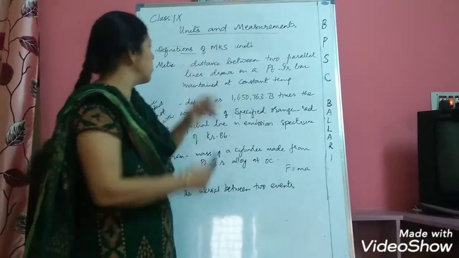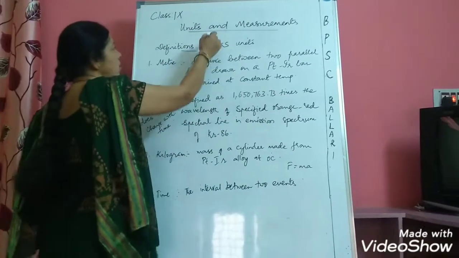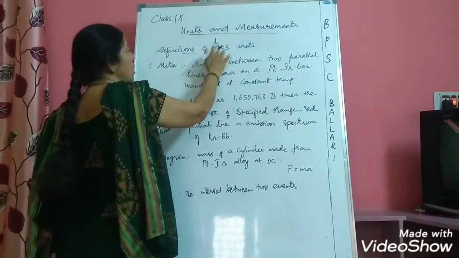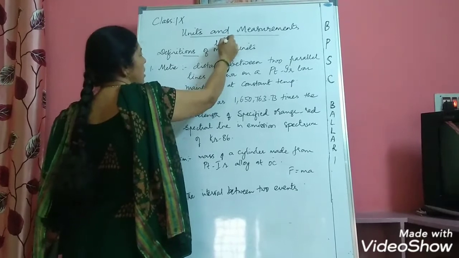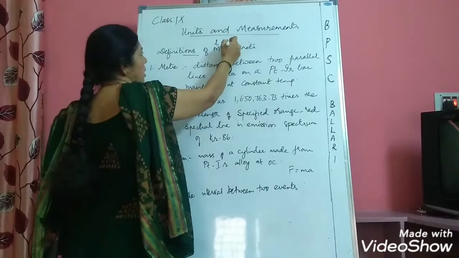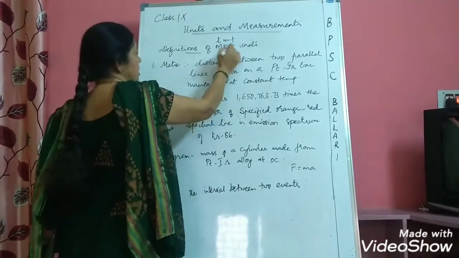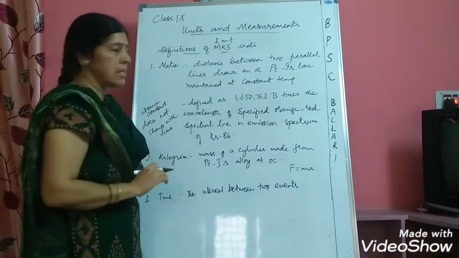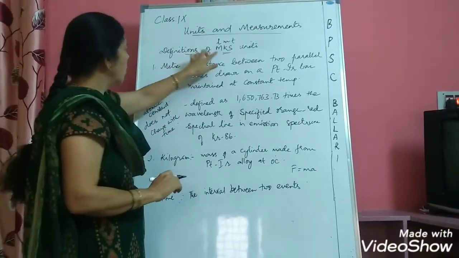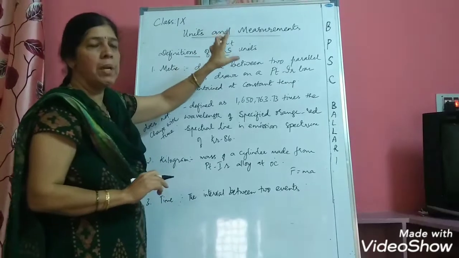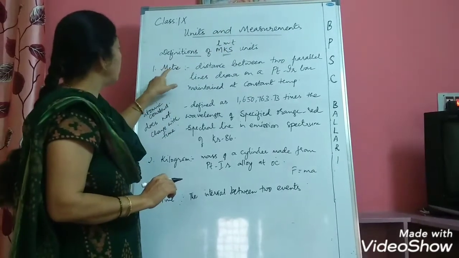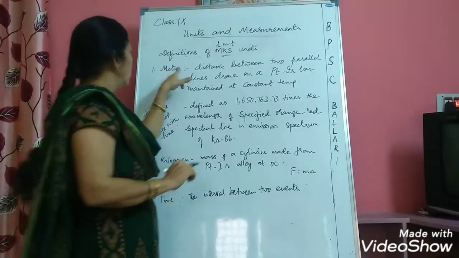Now according to MKS units, as I already told, length is measured in meter, mass is measured in kilograms and time is measured in seconds. Now according to the MKS system, this meter, kilogram and second have been defined. Now I will read out the definition of meter for you.